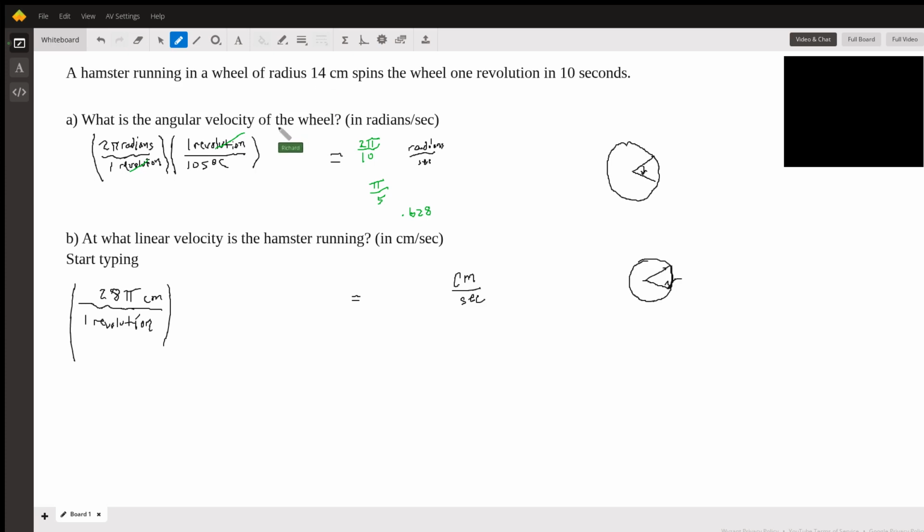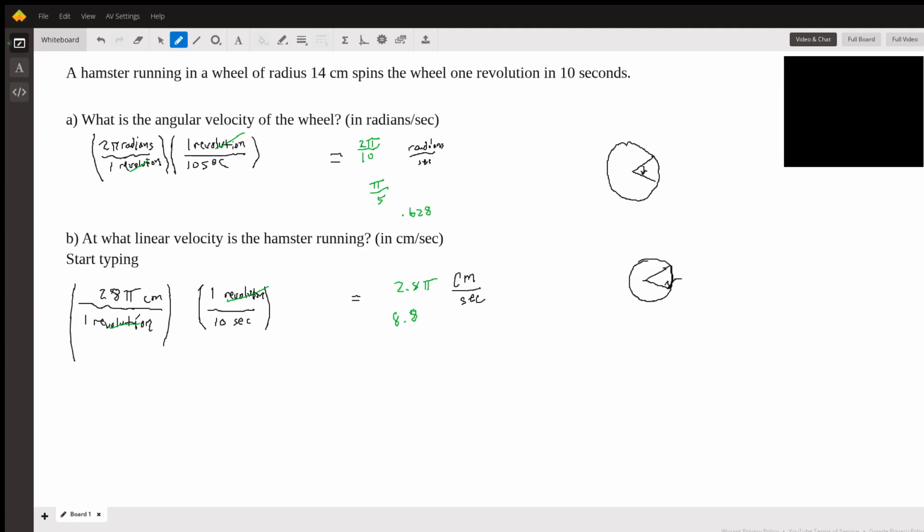And so that's the distance. That's how we're getting the centimeters. Now we have to get seconds down here. So once again, we're going to use one revolution every 10 seconds. And we get some nice canceling here. The revolutions cancel, and we're left with 28 pi over 10, so 2.8 pi. Or if your teacher wants it in decimal, 2.8 times pi gives me roughly 8.8 centimeters per second.